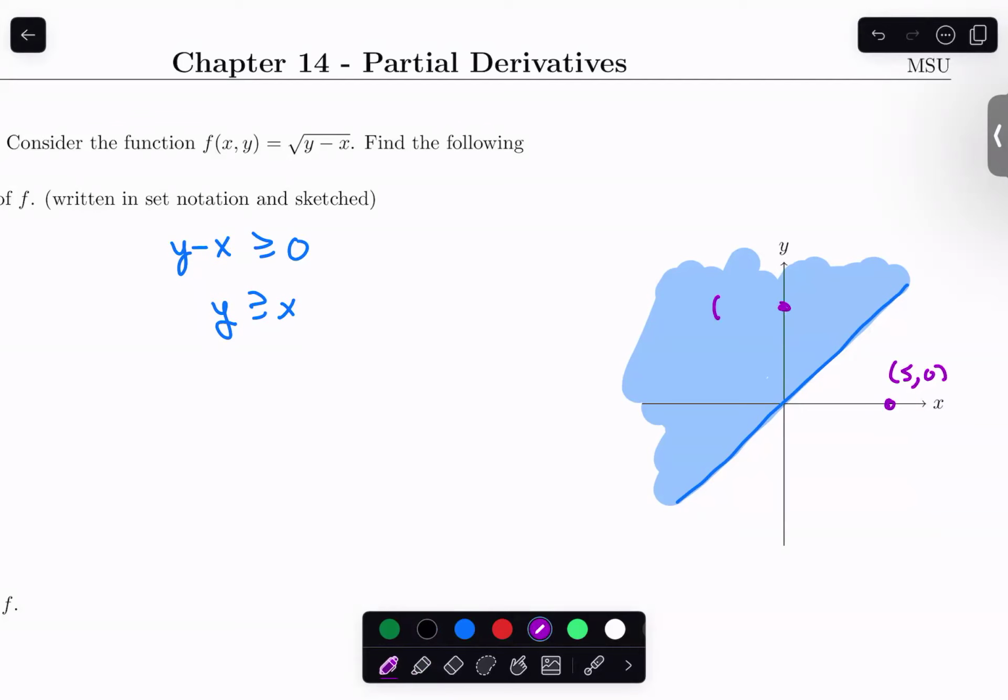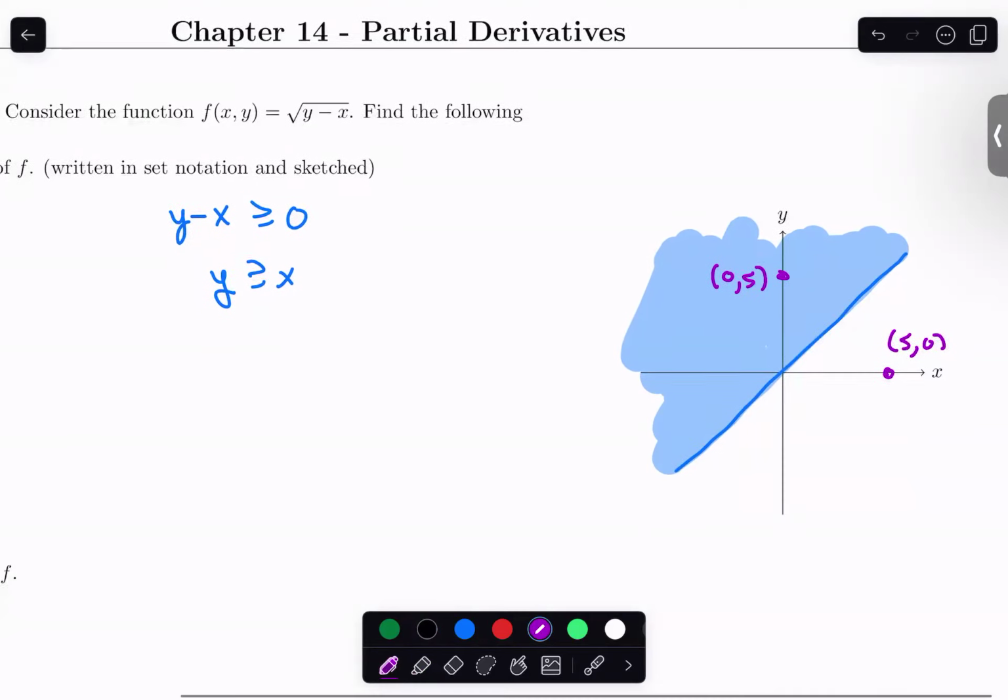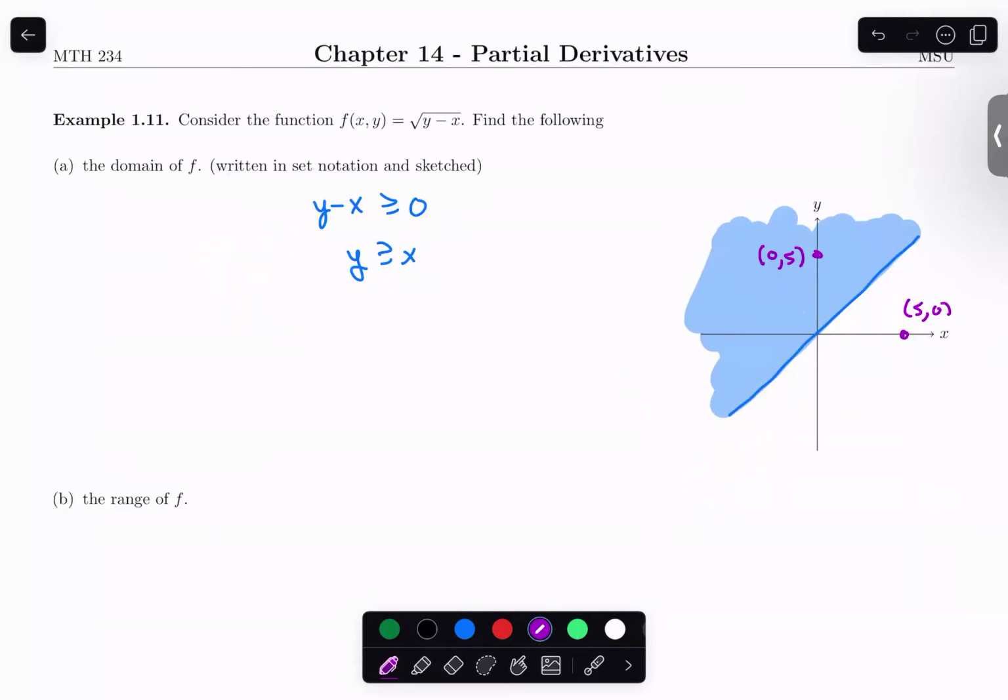And you could choose maybe 0, 5, right? You just choose a test point in each region and then see which one gives a true statement when we plug it into our inequality. So again, set notation. Getting a little bit faster now. This is a relatively nice one. It's just sets of XY points such that Y is greater than or equal to X.